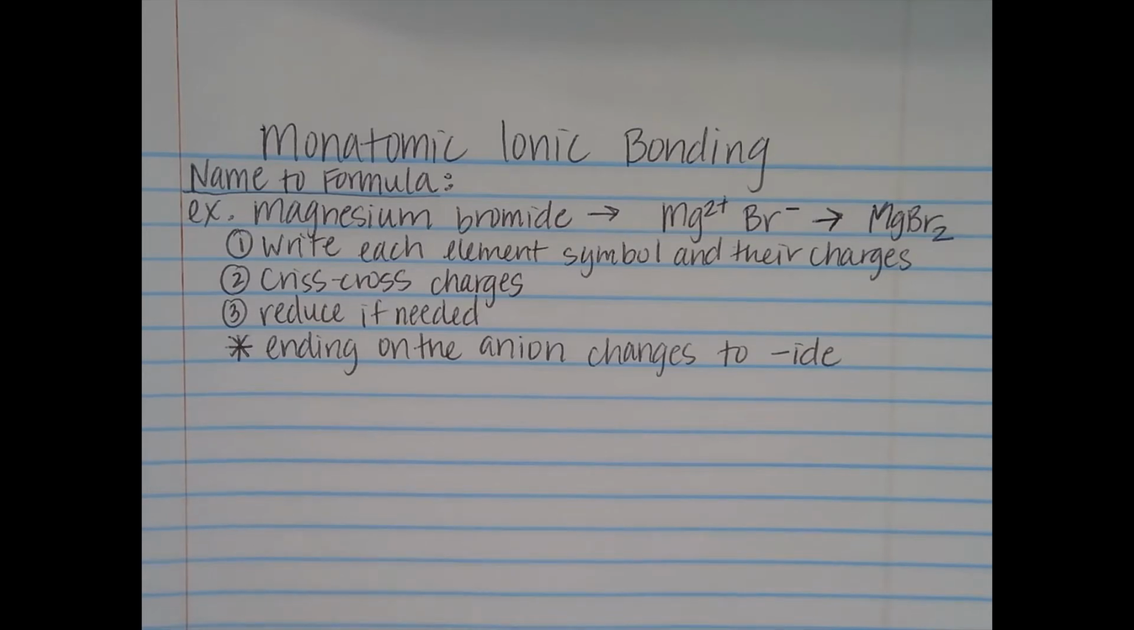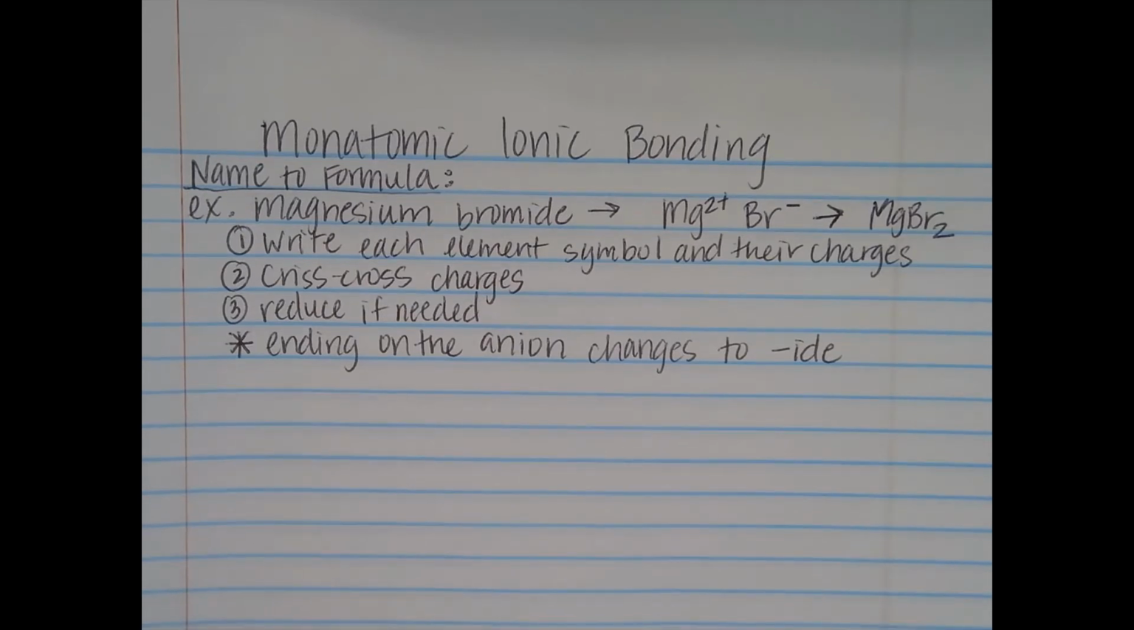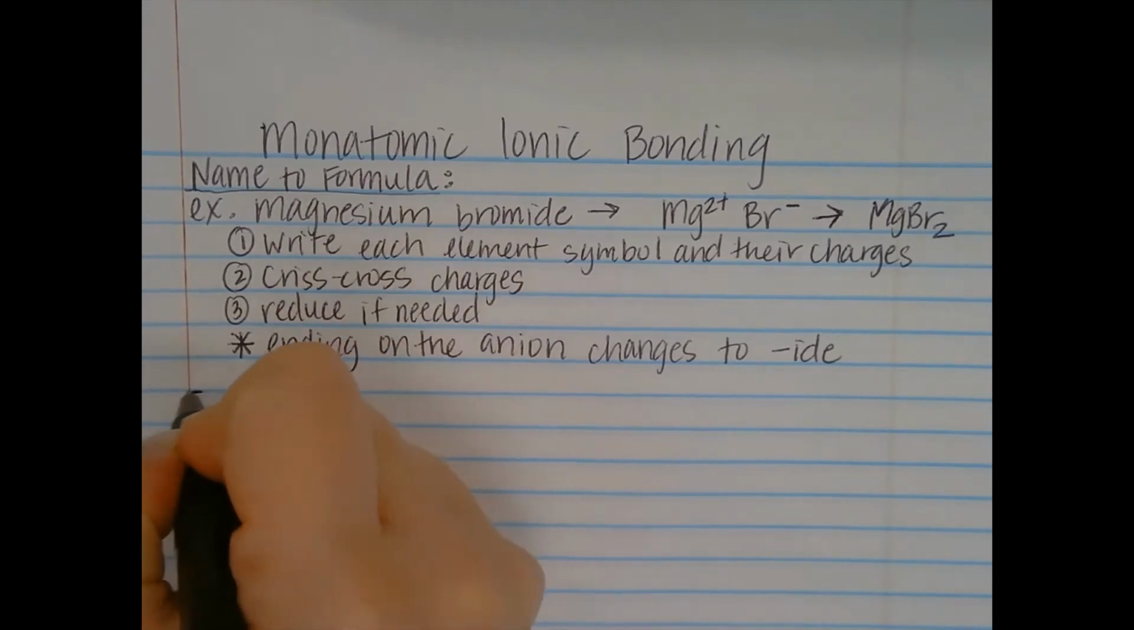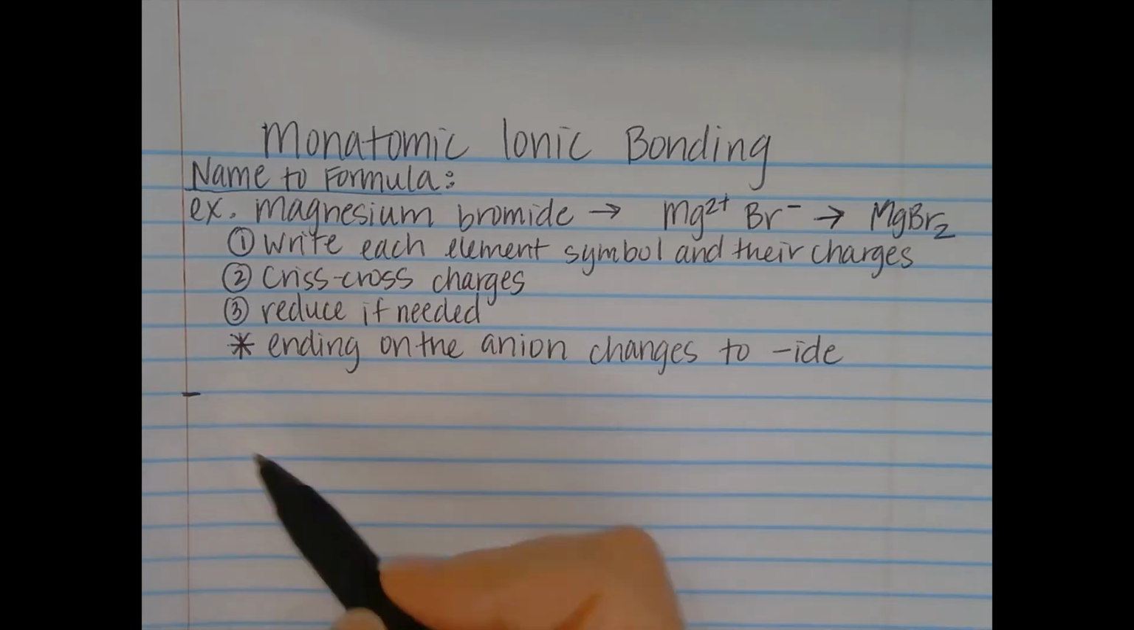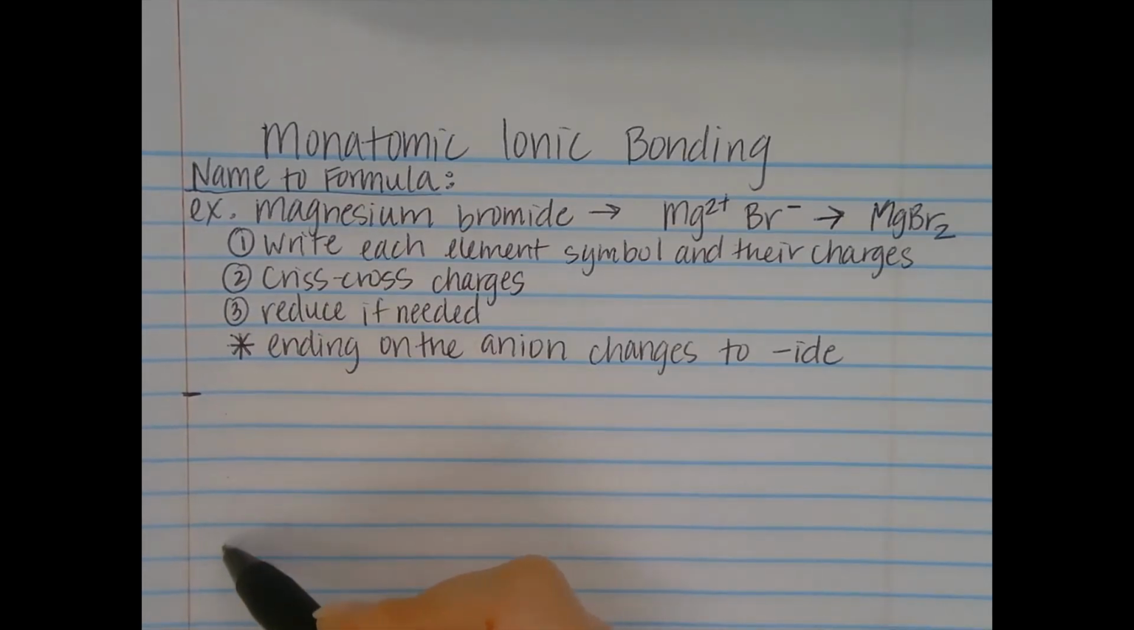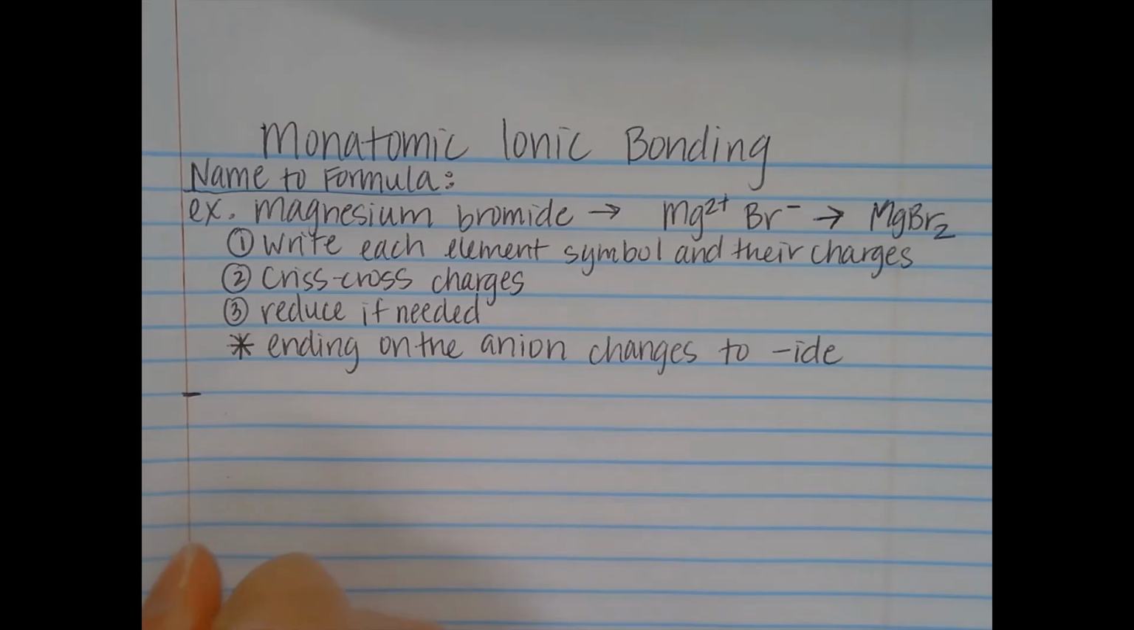Okay. That's pretty straightforward, yeah? The only thing here that's really different is now we have an "ide" ending, okay? What I want you to do is skip a line and then count out 7. 1, 2, 3, 4, 5, 6, 7, and then draw another little line.